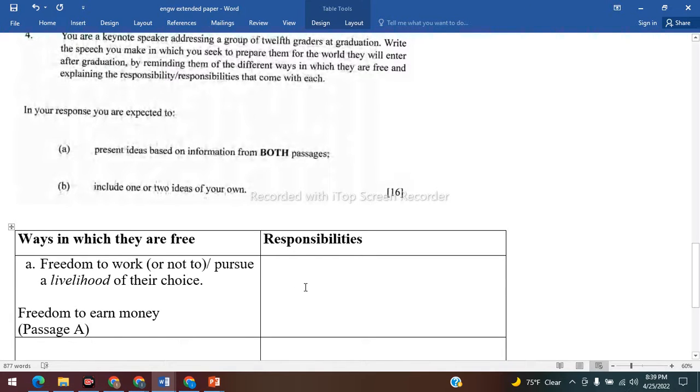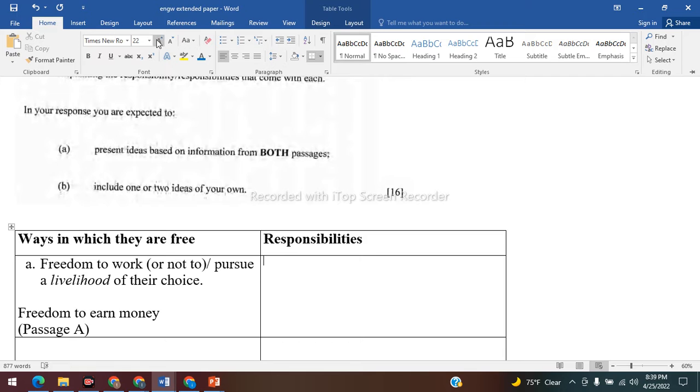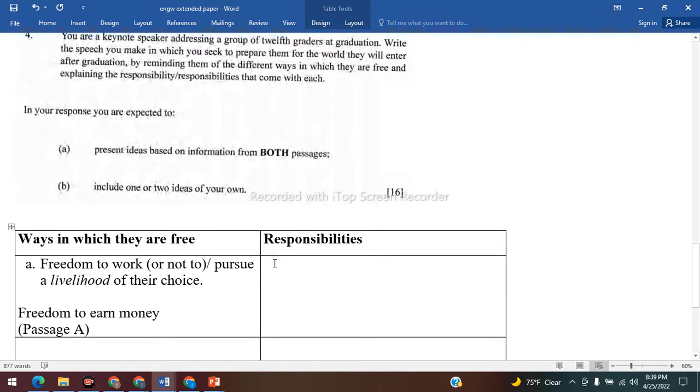Now, what responsibilities come with that? The freedom to work and to pursue a livelihood of your choice and stuff like that. What responsibilities come from that? Learn to save the money and how to spend it wisely. Yeah, so you have to make sensible decisions.